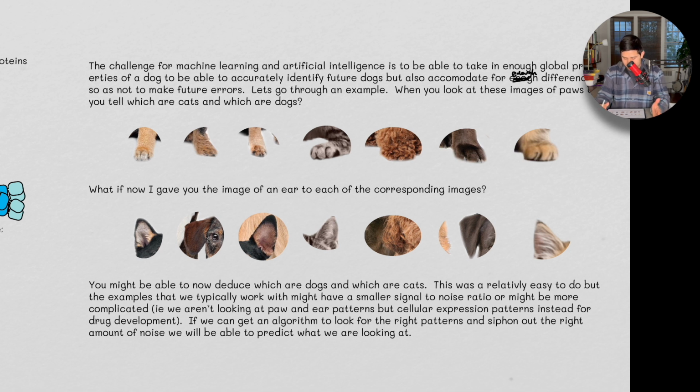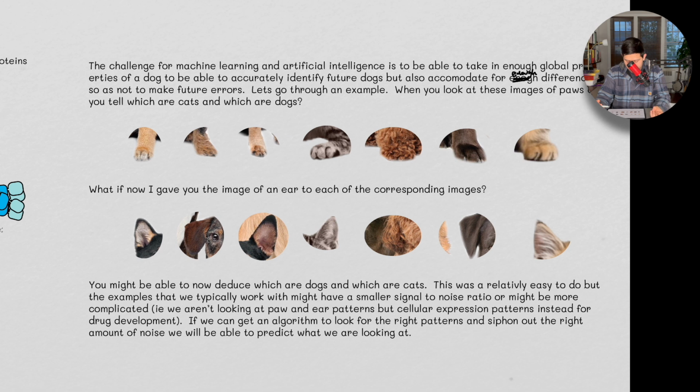But when you look at these images of paws, can you tell which are cats and which are dogs? This is relatively easy. This is a cat, and that's a cat. Everything else I put in here was dogs. But without me telling you this, could you have done that? Maybe, maybe not. Could a machine have done that? Well, this is what the enterprise of artificial intelligence is.